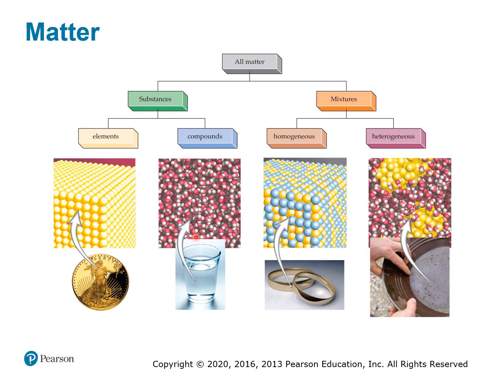So compounds are made up of two or more elements. Then we come to mixtures. Mixtures can be defined as homogeneous or heterogeneous. Homogeneous mixtures, there's still two different elements, but they are mixed together.